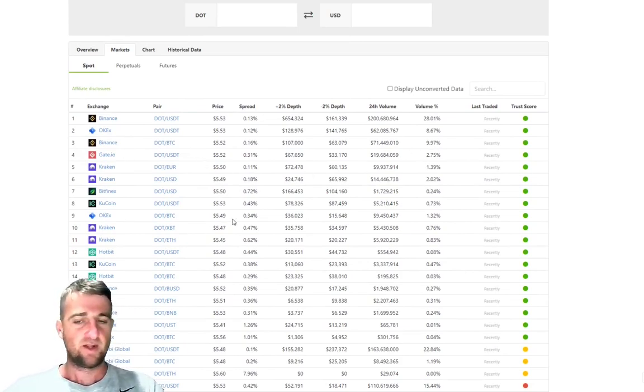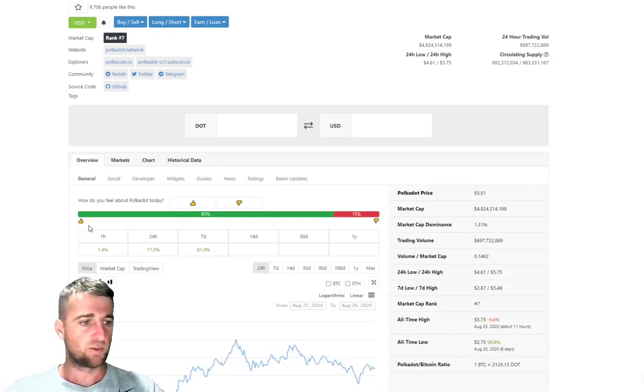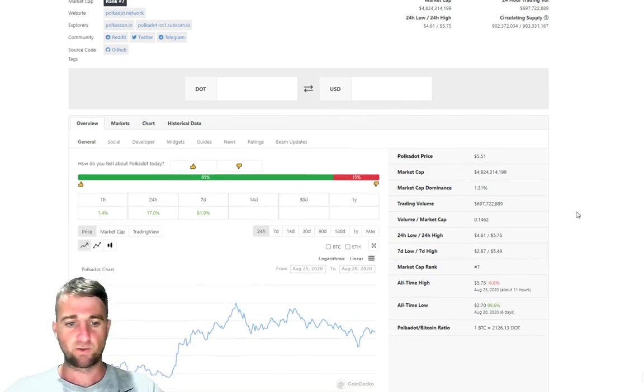If you've been in crypto for a while, you will be on one of these exchanges. Predominantly, as we say, all the trading is getting done on Binance, but we will jump over to the chart and see what's going on there shortly.